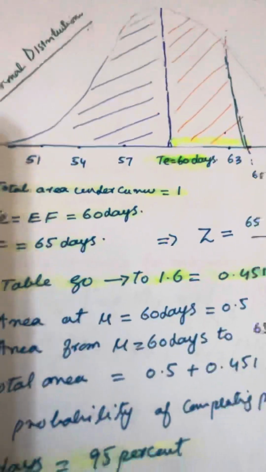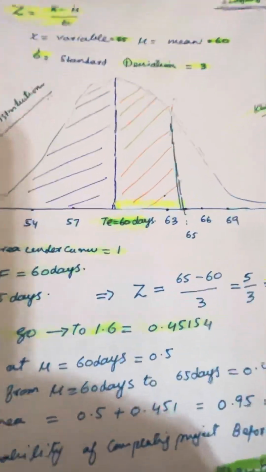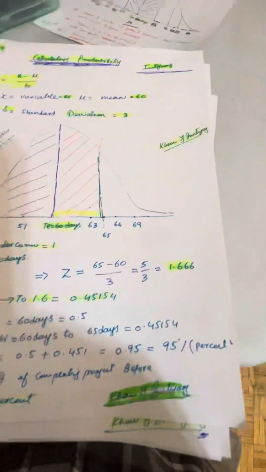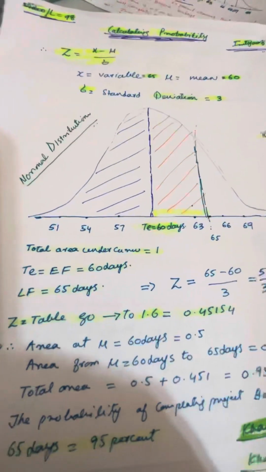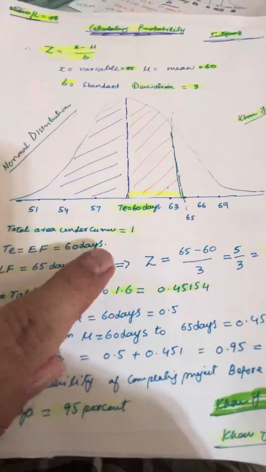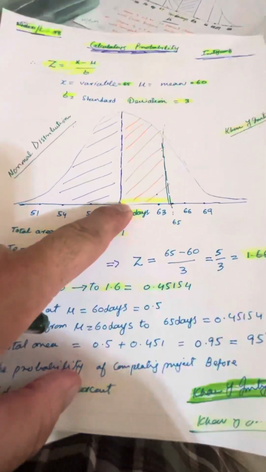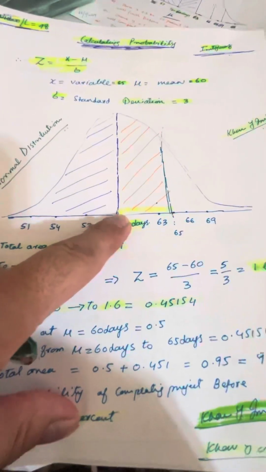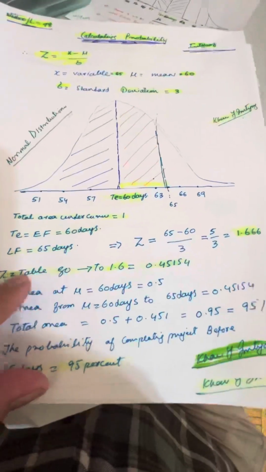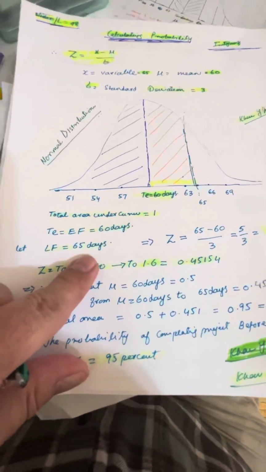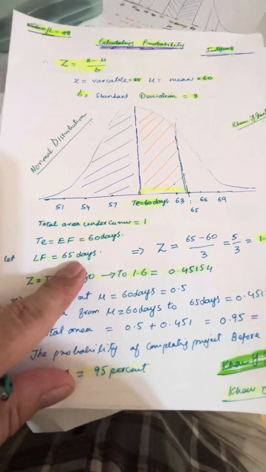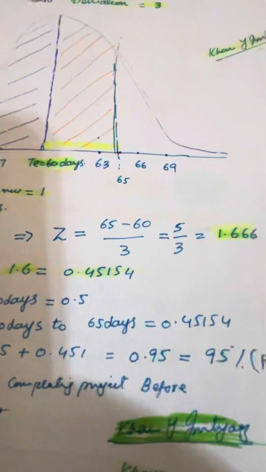The total area under the curve is 1. This is statistics, and I have a very good video about statistics. So our expected total time, or earliest finish, of the project is 60 days, which is the mean of the 5 or 6 activities on the critical path. So this is our mean and also our earliest finish. Our latest finish is 70 days, and we want to complete the project in 65 days. So here is the z.